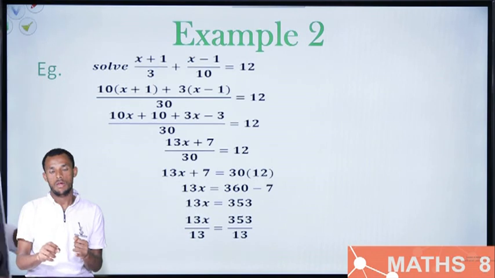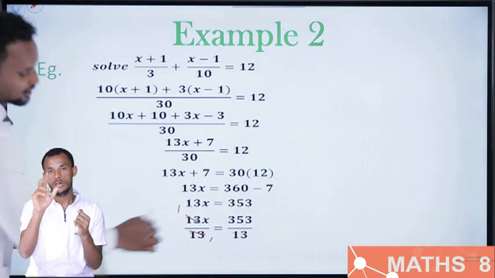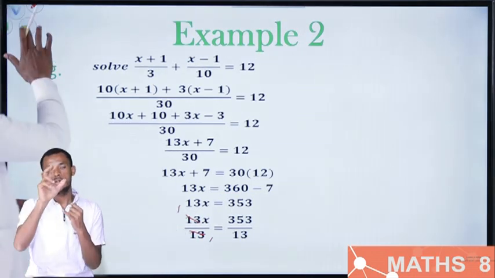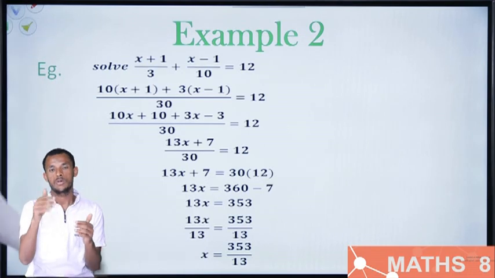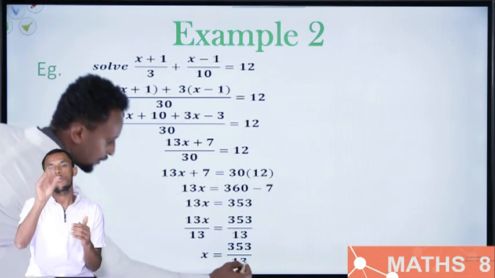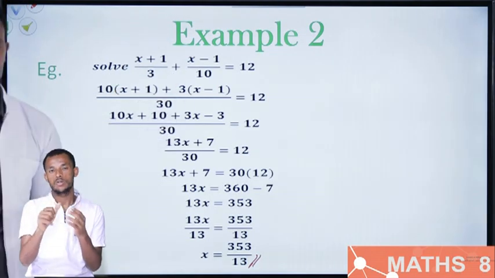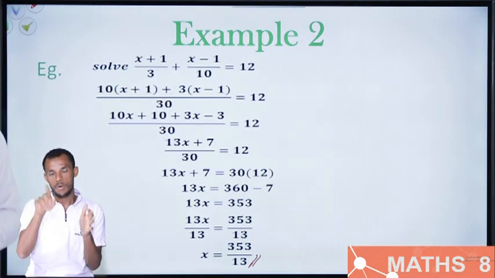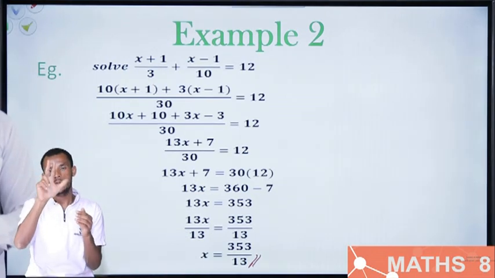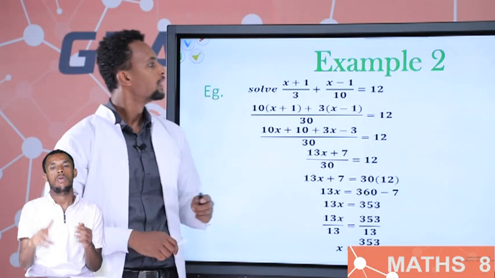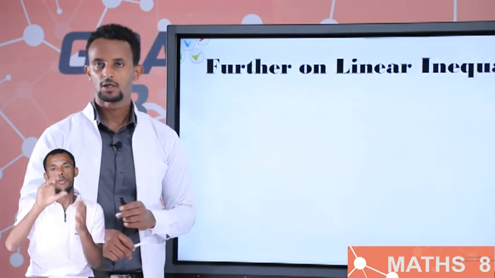Now, to get x, divide both sides by 13. Dividing both sides by 13, 13 by 13 is 1, then simply we have x. Now, x is equal to 353 over 13. Therefore, the final solution of (x plus 1) over 3 plus (x minus 1) over 10 equal to 12 is x equal to 353 over 13. Good. Let's go to the next concept, that is further on linear inequality.